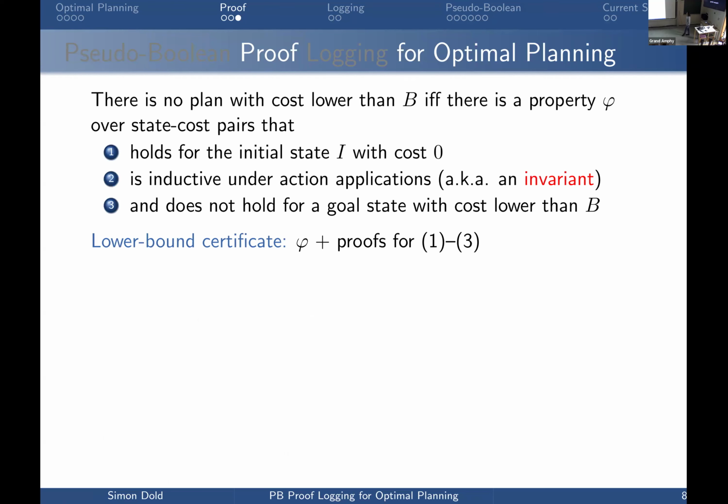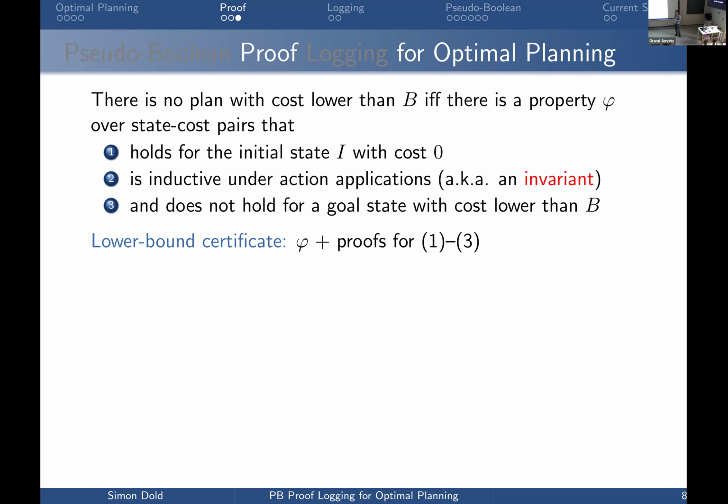Okay, but for this proof, for this lower bound certificate, how can I convince you that no plan better than a cost of B exists? There we know that no plan with cost lower than B can exist if there is a property that fulfills the following three points.